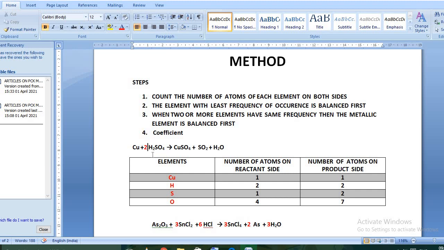So 2 molecules of H2SO4 means how many atoms of hydrogen? 2 into 2, 4 atoms of hydrogen; 2 into 1, 2 atoms of sulfur; and 4 into 2, that is 8 atoms of oxygen. Now on the reactant side it has become 2 atoms of sulfur, and 2 atoms of sulfur on the product side. Now we have 4 atoms of hydrogen here, but only 2 atoms of hydrogen on the product side. So again we can add 2 here.